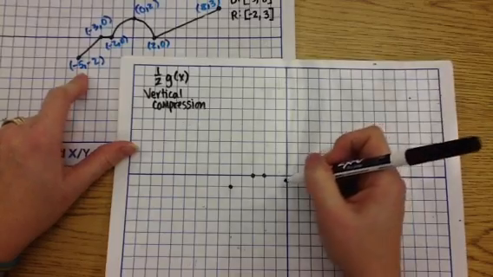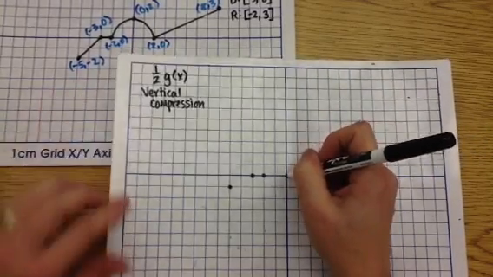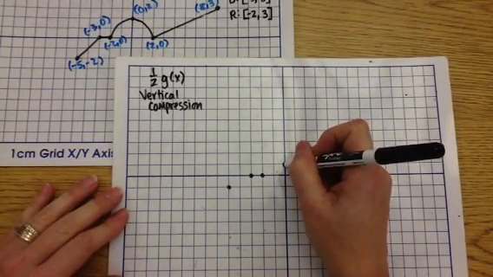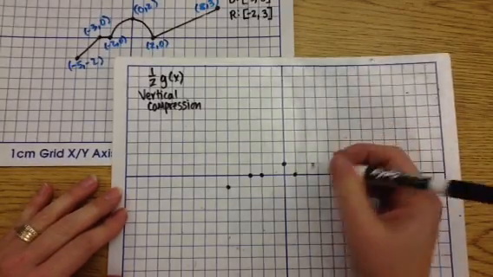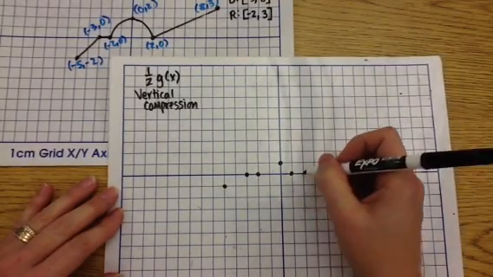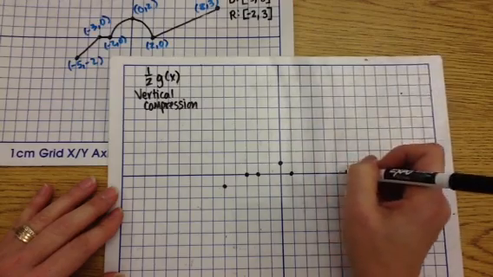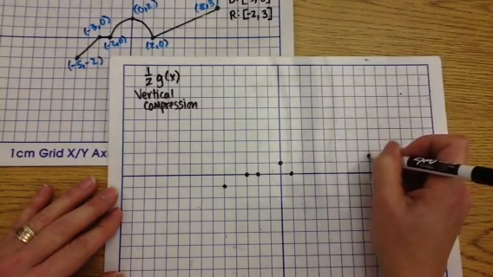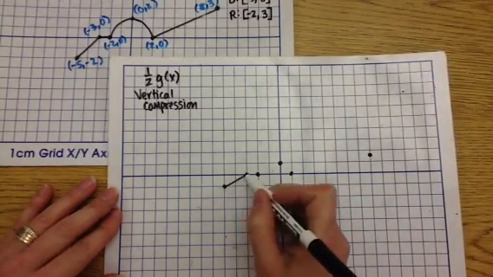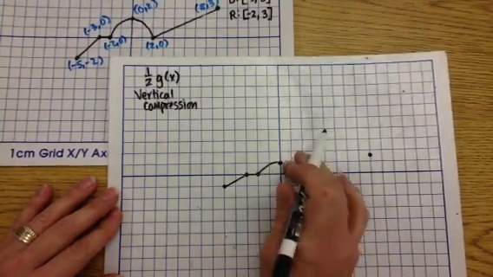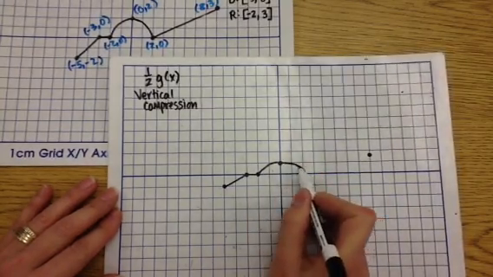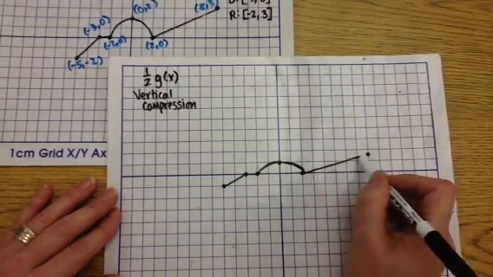(-3, 0) and (-2, 0) stay the same. (0, 2) becomes (0, 1). (2, 0) stays the same. And (8, 3) becomes (8, 1.5). Connect the dots, straight, straight. Make it a semicircle, and then straight.